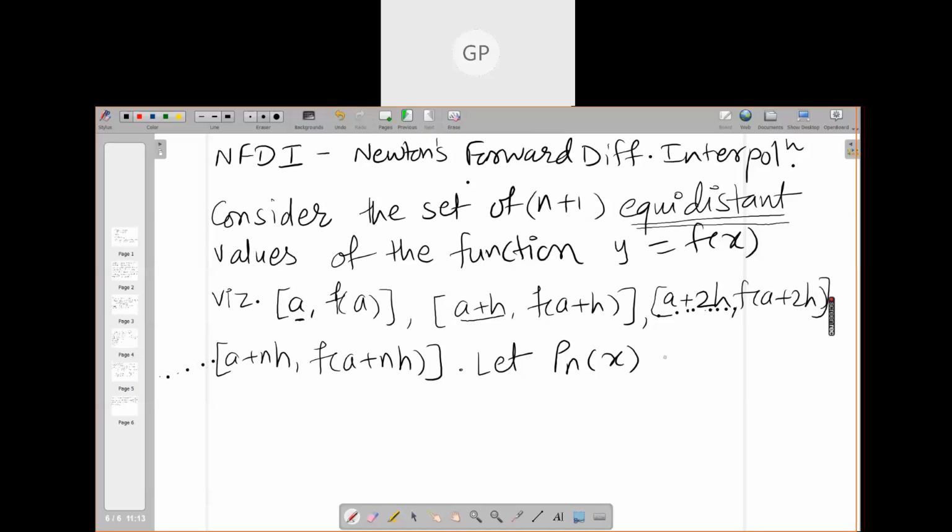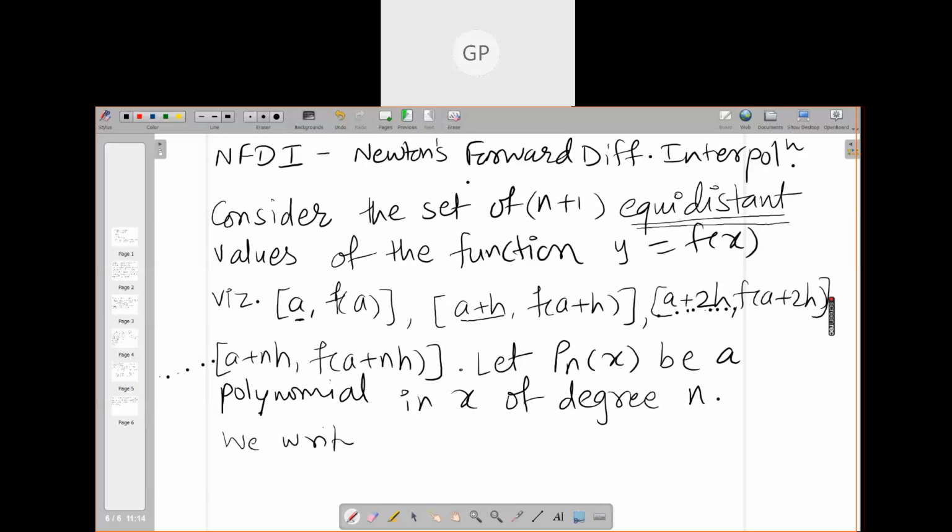Let P_n(x) be a polynomial in x of degree n. See the notation and its explanation. P_n(x), x is written in the bracket, so it is the variable in which we are expressing the polynomial, and n stands for the degree of the polynomial. So we write P_n(x) in the following form.